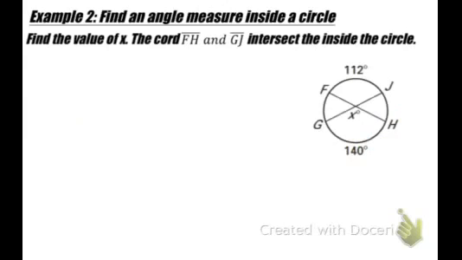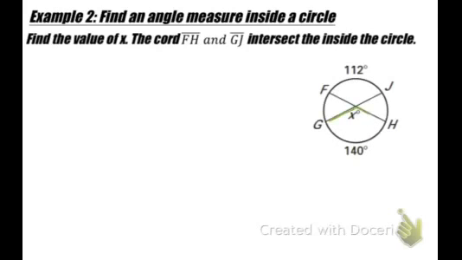Okay. Alright, so for example 2, we have to find the angle measurement inside the circle. So we have to find the value of x. The chords FH and GH are intersecting inside the circle. So we have an angle right here. So we know by the property that this angle is equal to half the measurement of its intercepted arc as well as its vertical angle's intercepted arc.